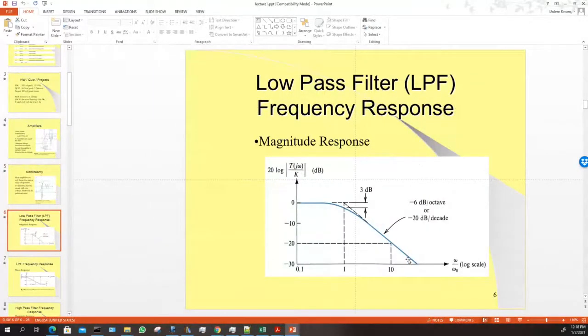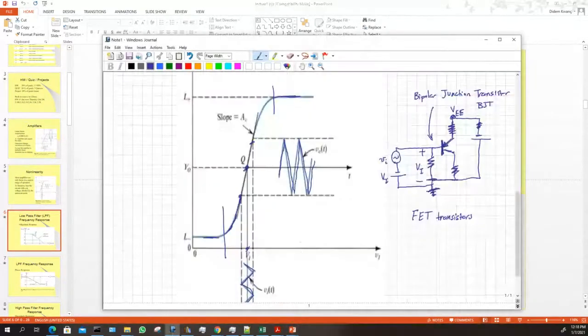We often have to filter things. So this is a low-pass filter. Yeah, I've got a lot of concepts here. Okay, first of all, this thing. This is called a Bode plot because Mr. Bode came up with it.